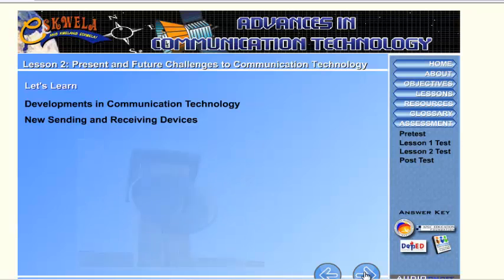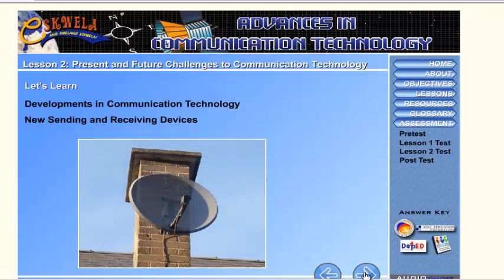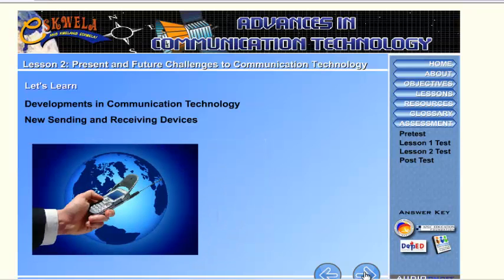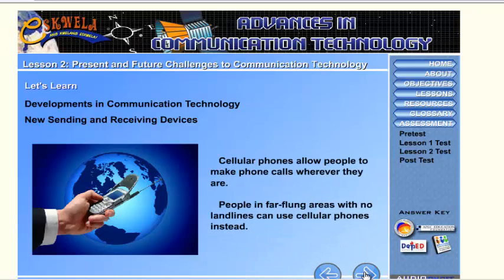New sending and receiving devices. Part of the excitement about telecommunications in the last decade or so has been the development of new devices for sending and receiving information. Two examples are the cellular phone and fax machine. Cellular phones allow people to make phone calls wherever they are. People in far-flung areas with no landlines can use cellular phones instead.